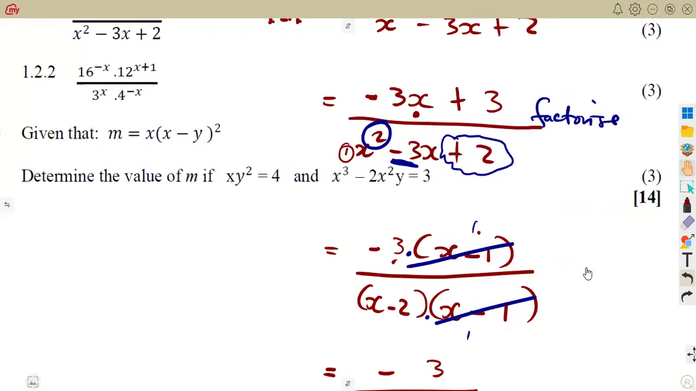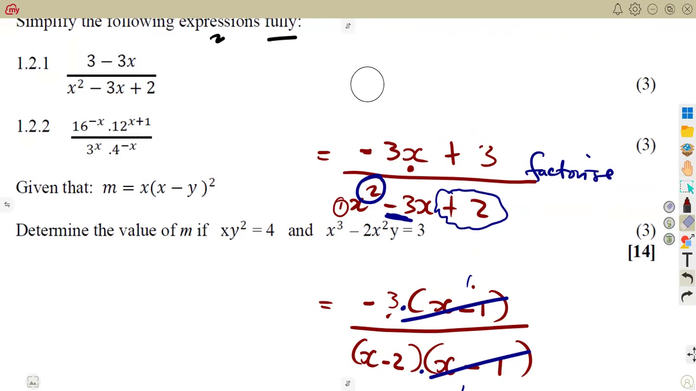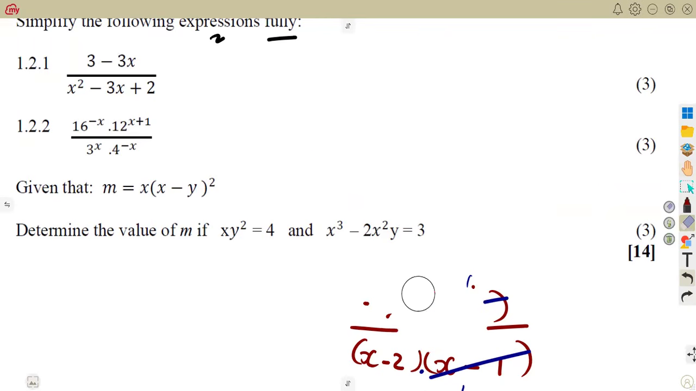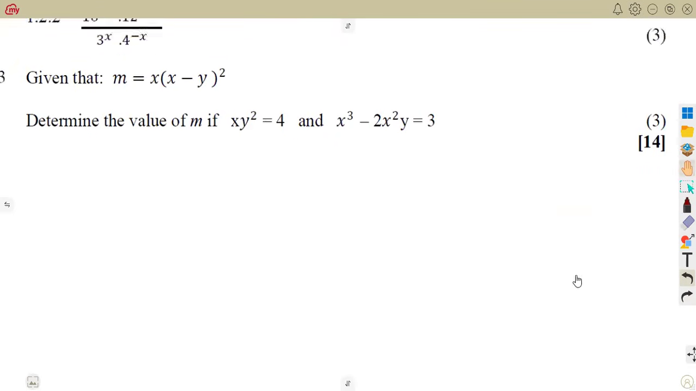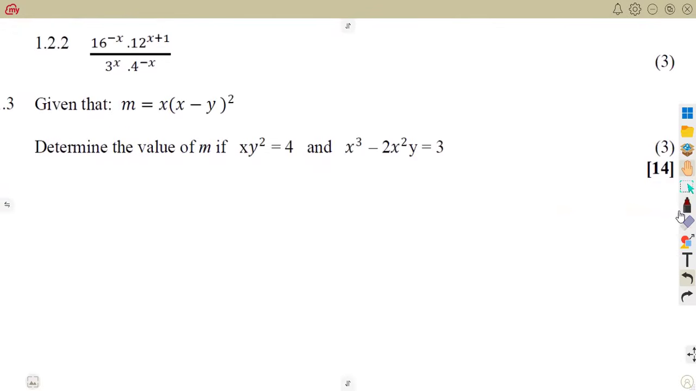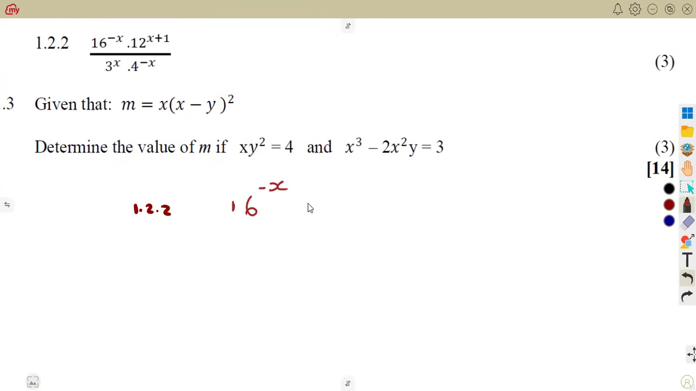So guys, let's be very, very careful as we are simplifying. Verify, check properly. What is it that I'm given and how am I supposed to factorize such? So the best way, go through your introductions, go through your basics, considering the part of your exponents there. You were given 1.22. Let us just have it here. So this was given as 16 to the exponent of minus x times 12 to the exponent of x plus 1, everything over 3 to the exponent of x times 4 to the exponent of minus x, like this.